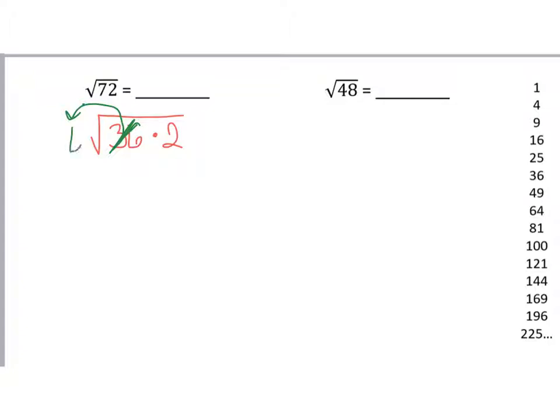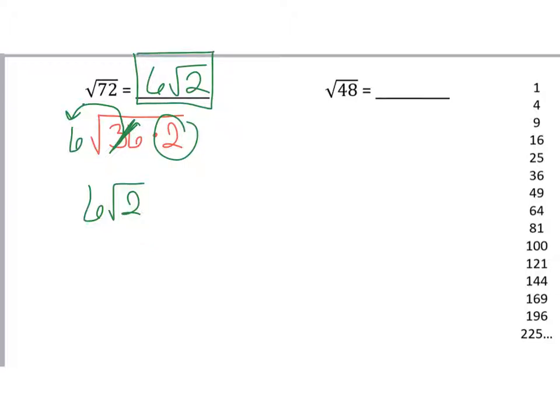What's the square root of 36? 6. So then I'd have 6. What's left inside? And I would be done. So if you can find the biggest number that divides in, then you only have to do it one time. Does that make sense? So try to find the biggest number is the goal, okay? It's like a game, like a puzzle, okay?